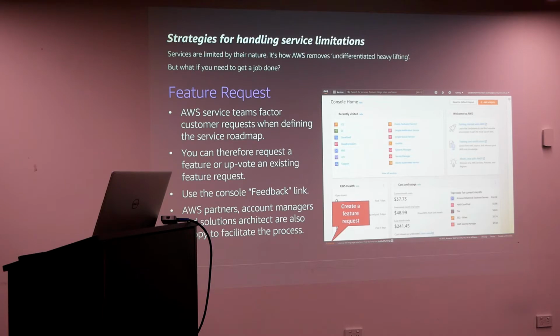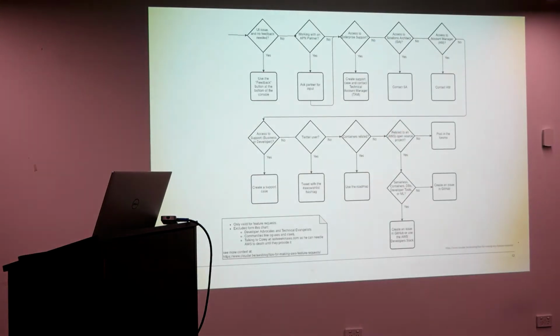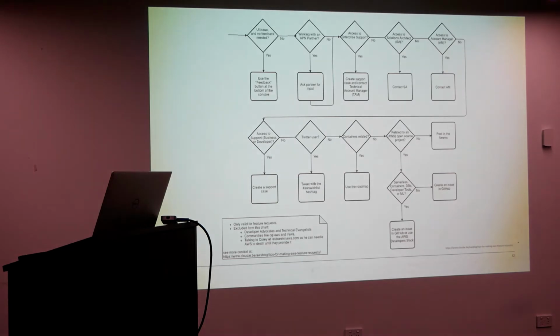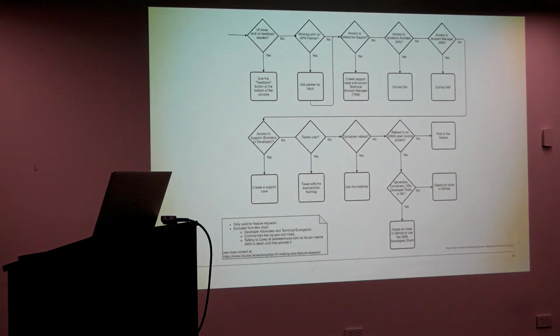Alternatively, AWS partners, if you work with any of those or know any of those, AWS solution architects, account managers, all of these people tend to be pretty helpful when you say that you want to raise one of these requests. We're not going to go through this flowchart. Look at it in the slides later. The key point is there is a whole bunch of ways that you can initiate this. Not all entirely formal, but at some point, hopefully, it becomes a formal feature request.